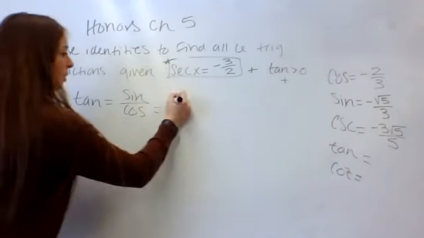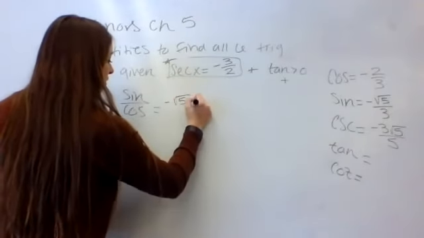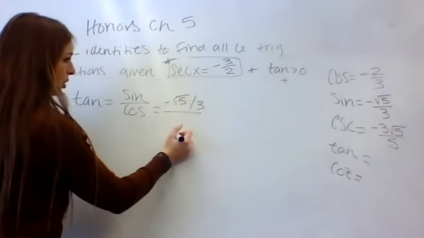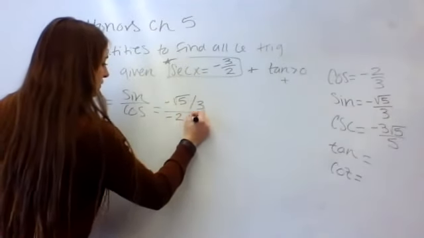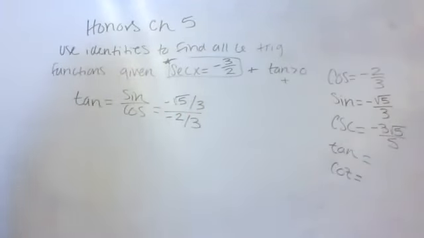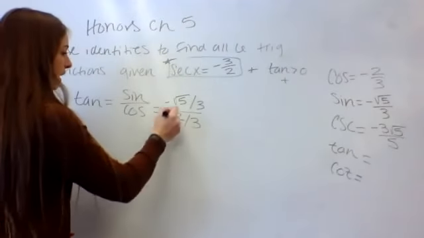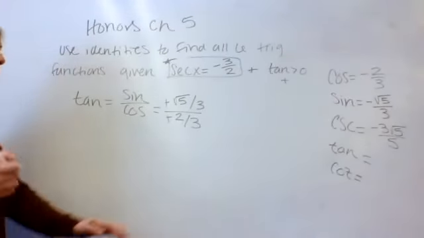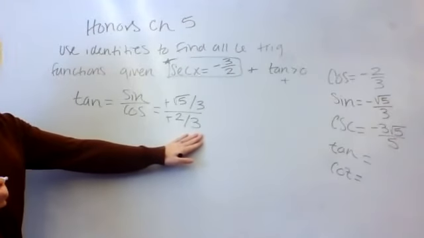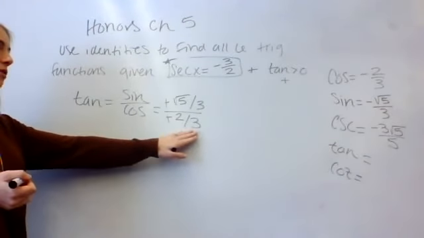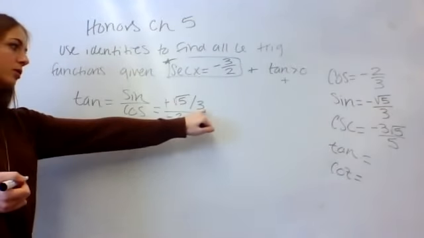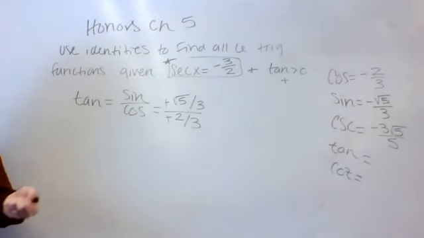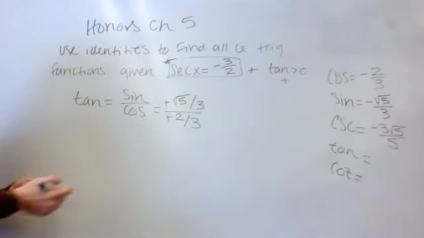My sine value, negative root 5 over 3, and I'm dividing this by my cosine value of negative 2 over 3. First thing I see is a negative and a negative. That's going to make it positive. If you have 3's in both of these denominators, and again, they have to be in denominators, so my 3's in my denominator of my numerator and of my actual denominator fraction.